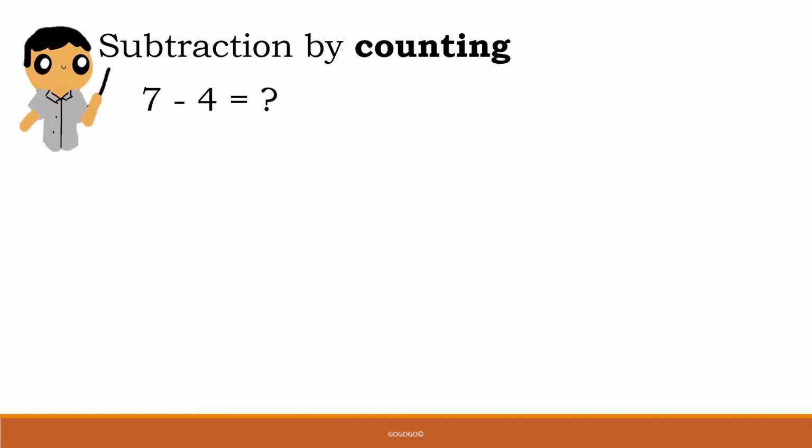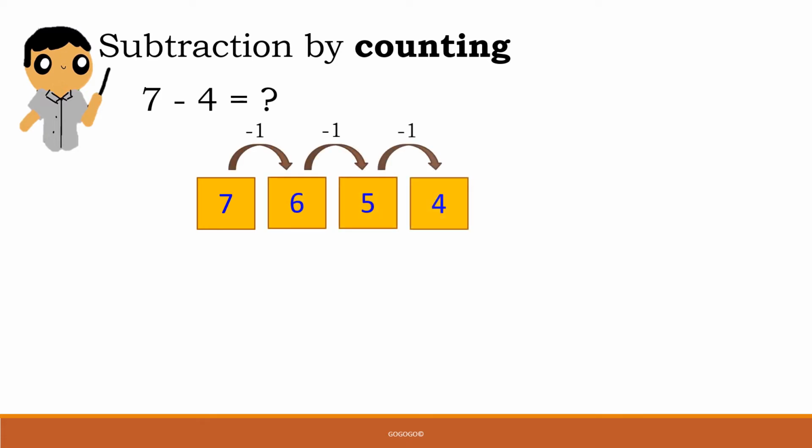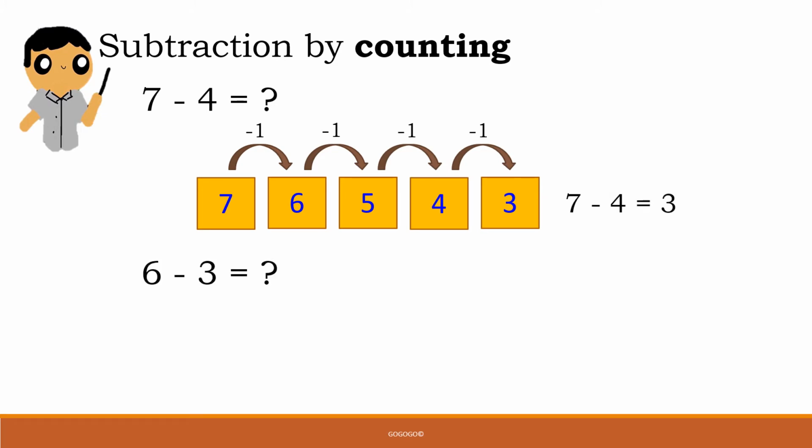Next, let's try the subtraction by counting. Let's take the first example of 7 minus 4. Unlike addition, you will have to take the first number of the equation and perform the counting downwards. Let's try one more example of 6 minus 3. Similarly, take the first number, and begin the subtraction downwards, one by one.